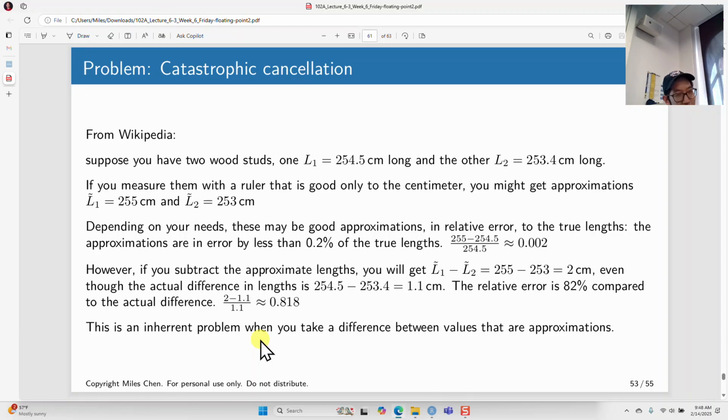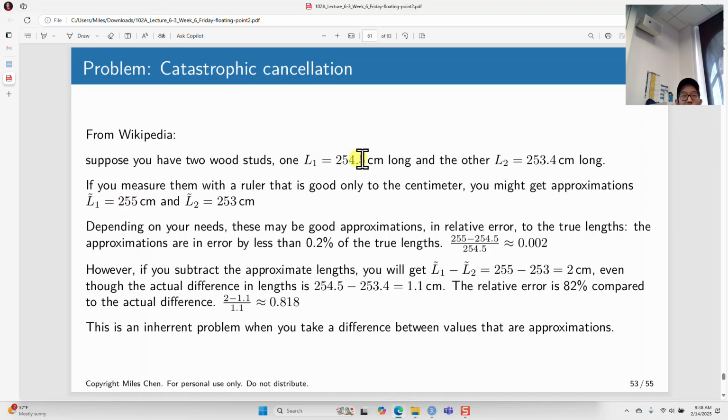There's an issue known as catastrophic cancellation. Anytime you subtract two numbers that are kind of equal to each other, the difference might have a large relative error. Okay, a large relative error. They say, let's say you have a ruler that can only measure to the nearest centimeter. So if you have a piece of wood and its length is 254.5 centimeters, when you use your ruler, you get 255.